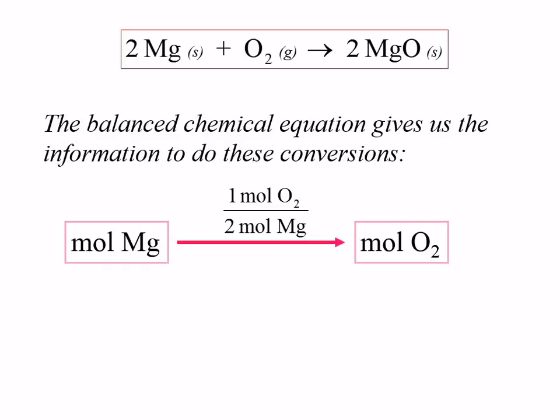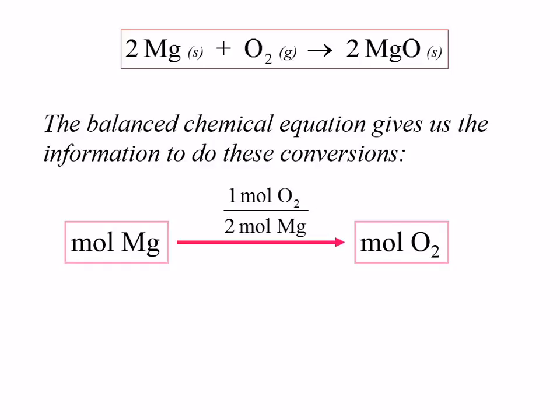Does this make sense? We've talked about using the factor label method, and we put units that we want to cancel in the denominator, moles of magnesium in the denominator. We put units we want to be left with in the numerator, moles of O2 in the numerator. What are these two numbers, 1 and 2? Well, they came from the balanced chemical equation, they're stoichiometric coefficients. So this is just a stoichiometric ratio, simply to get from moles of magnesium to moles of oxygen.